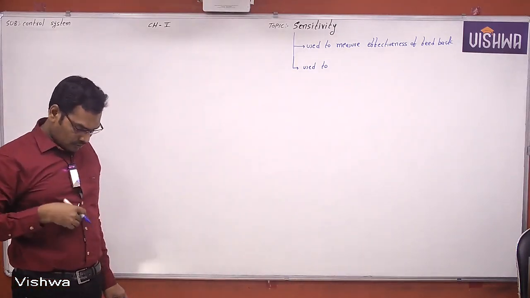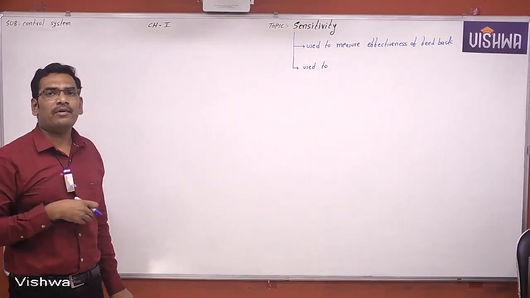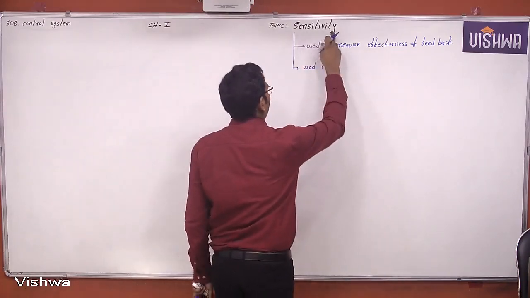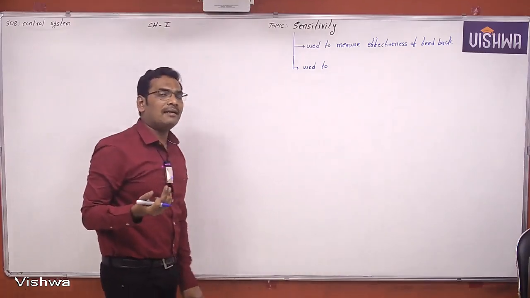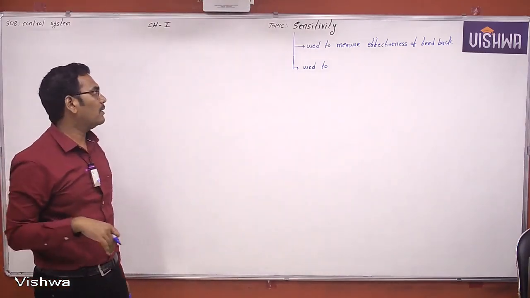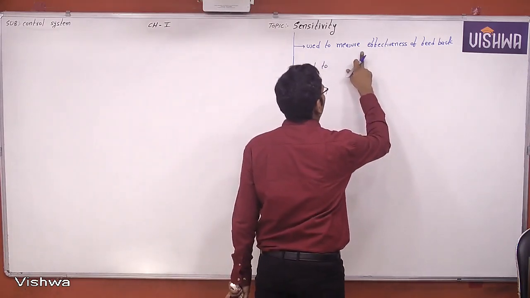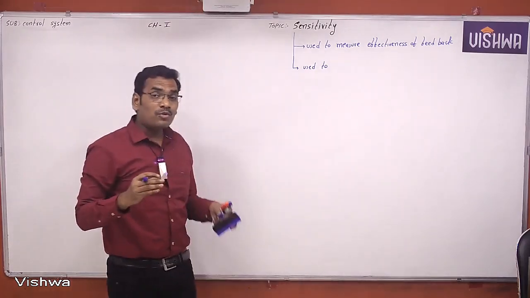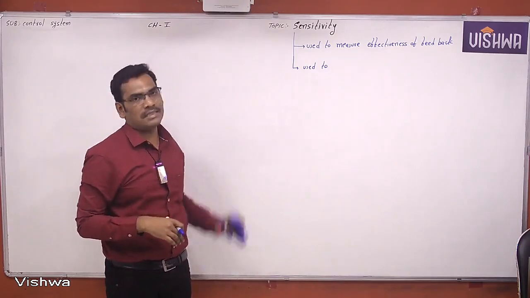Okay, students. Now we just see one small topic, which is a very important topic from the GATE examination point of view: sensitivity. What is the use of sensitivity? How to calculate the sensitivity of any system? We will calculate it, but first you see here. This sensitivity is used to measure the effectiveness of feedback. What should be the effect of feedback? You can measure it with the help of sensitivity.